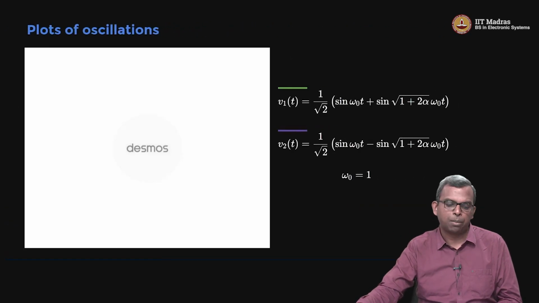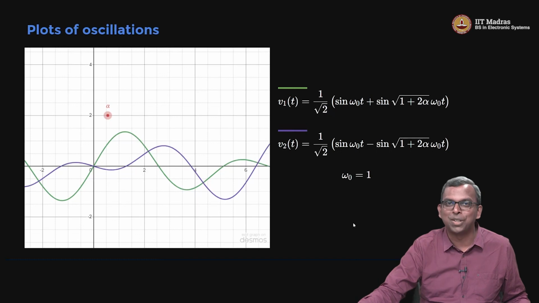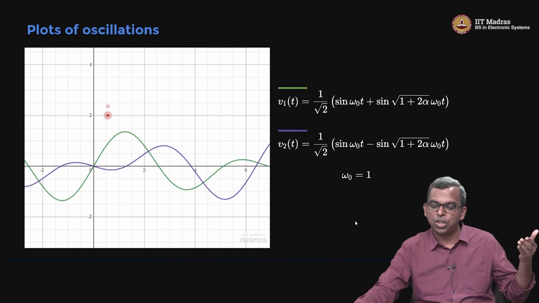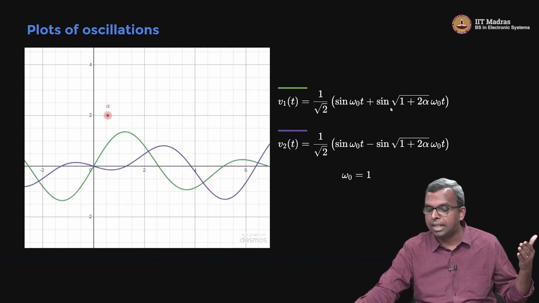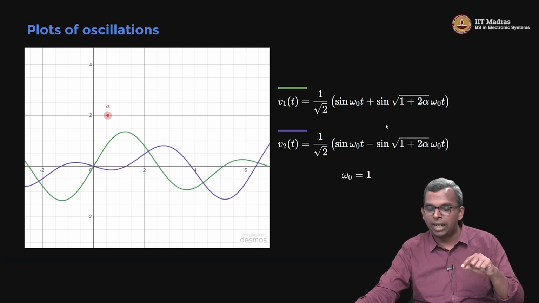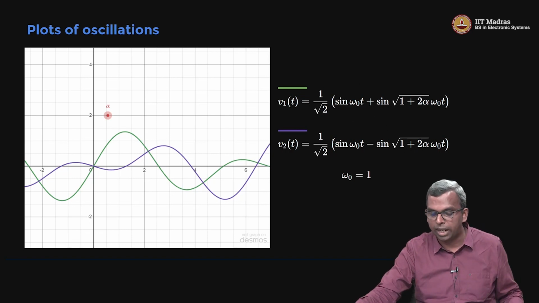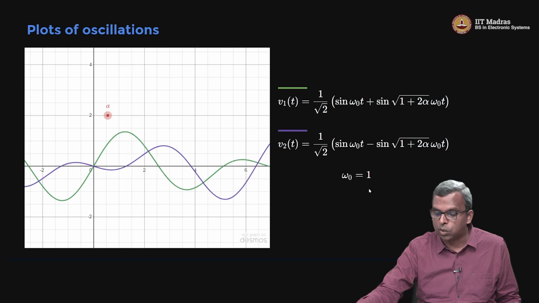Okay, so here is a plot. I think quite often a plot is nicer to see. Now I showed you that u0 and u1 were sine omega naught t and sine root 1 plus 2 alpha omega naught t, but of course v1 and v2 are 1 by root 2 times u0 and u1, right? Of course this plus minus here, it's all right. So here I have plotted with omega naught equals 1, and I am going to vary alpha here.